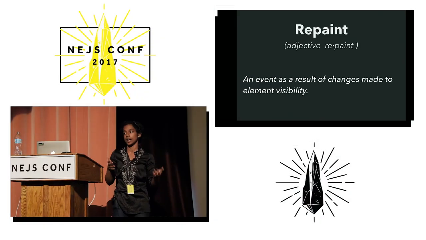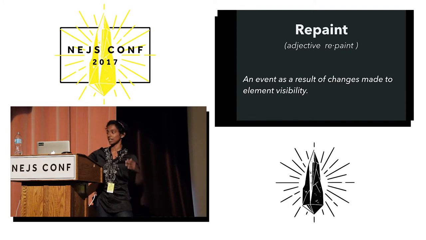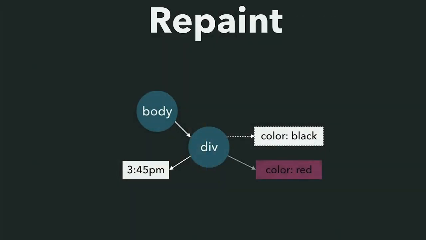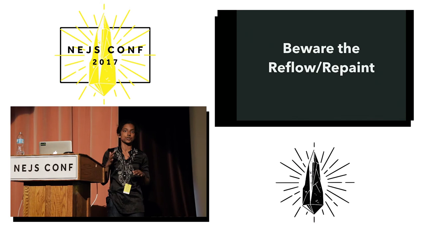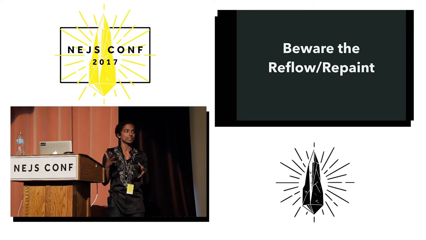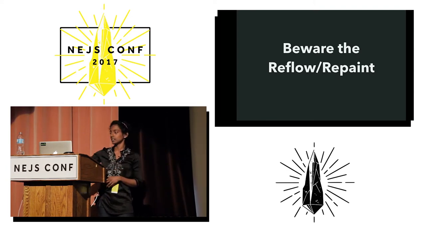A repaint, on the other hand, is an event as a result of changes that affect the visibility of a particular thing. Here we have the same example, but if we change the color from black to red, that causes a repaint and not a reflow. Anything that touches the render tree can spin off a repaint and a reflow. And as many of us are acutely aware, this is a commonly notorious performance bottleneck.